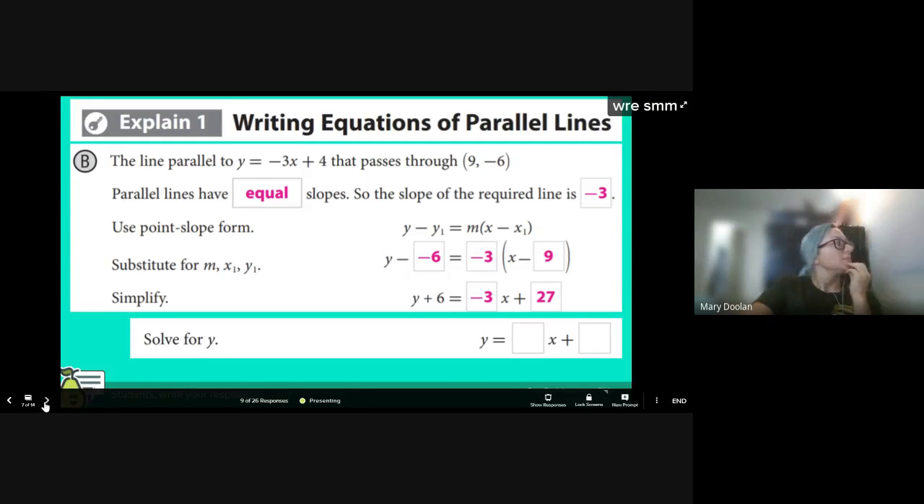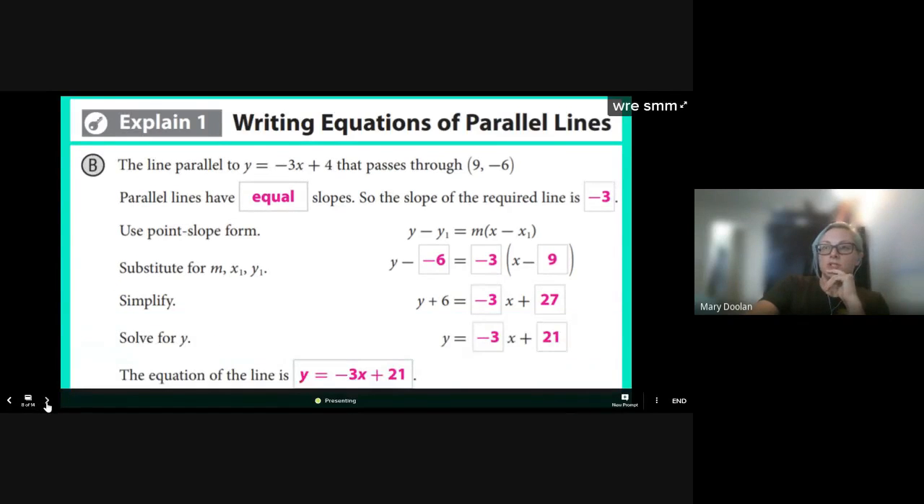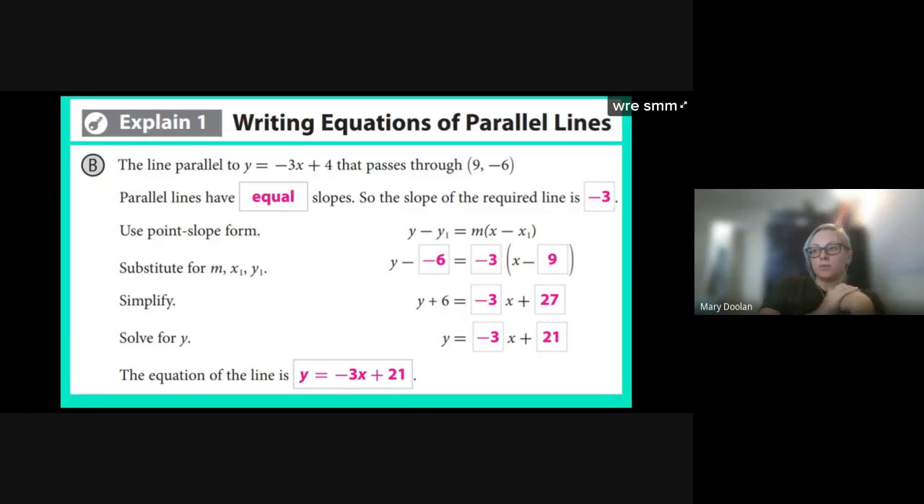Okay, guys. So we are in the last 10 minutes of class. Let me show you the last slide that we're going to get to today, which is right here. So the last step would be to subtract 6 from the left-hand side and subtract 6 from the right-hand side. 27 minus 6 is 21. So our final equation of the line that passes through the point (9, -6) and is parallel to y equals -3x plus 4 is y equals -3x plus 21.